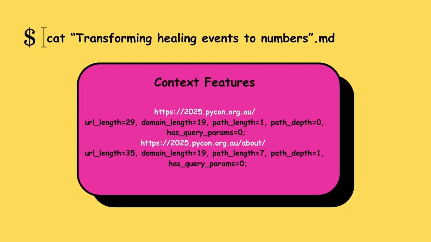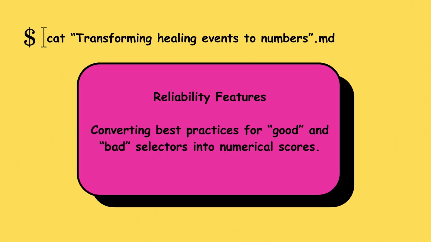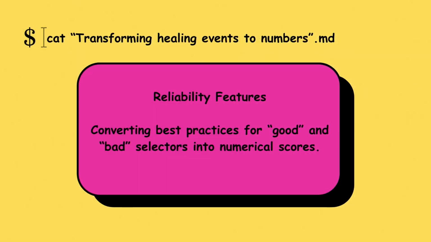Now, what I believe to be the most sophisticated transformation, the reliability features. They convert best practices for selectors into numerical scores. The presence of an ID selector, uses ID selector equals 1, is good for reliability, and fragile patterns like nth-child receive a penalty for bad reliability.